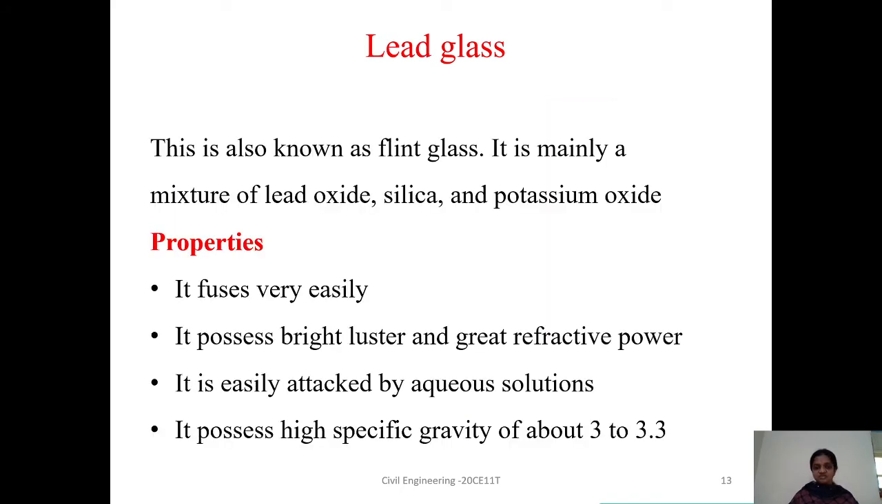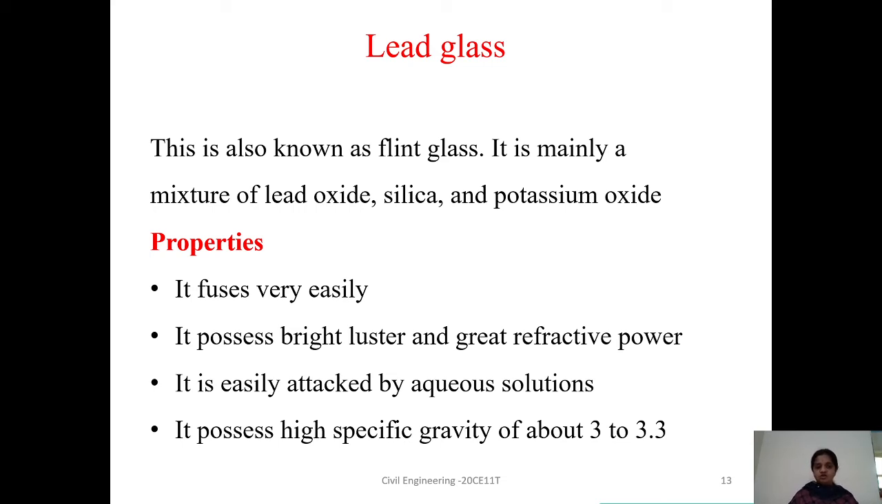Coming to lead glass. Lead glass is also known as flint glass. It is mainly a mixture of lead oxide, silica and potassium oxide. This type of glass is similar to soda lime glass, whereas the maximum proportion of lime is replaced by lead.